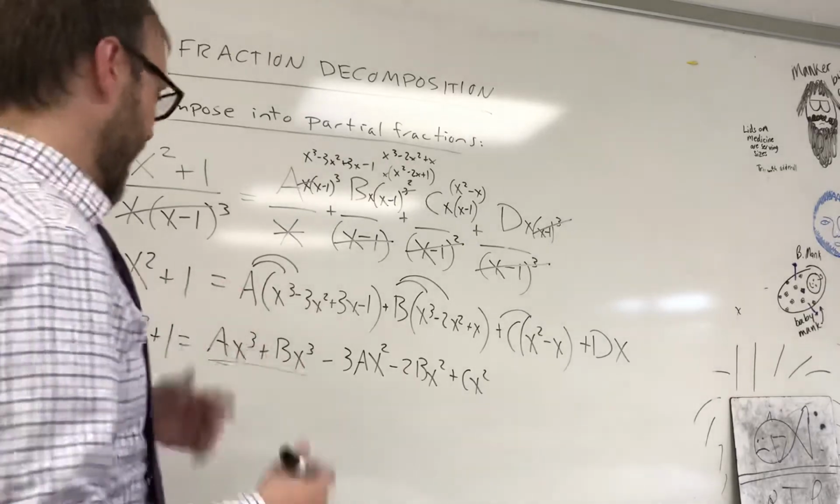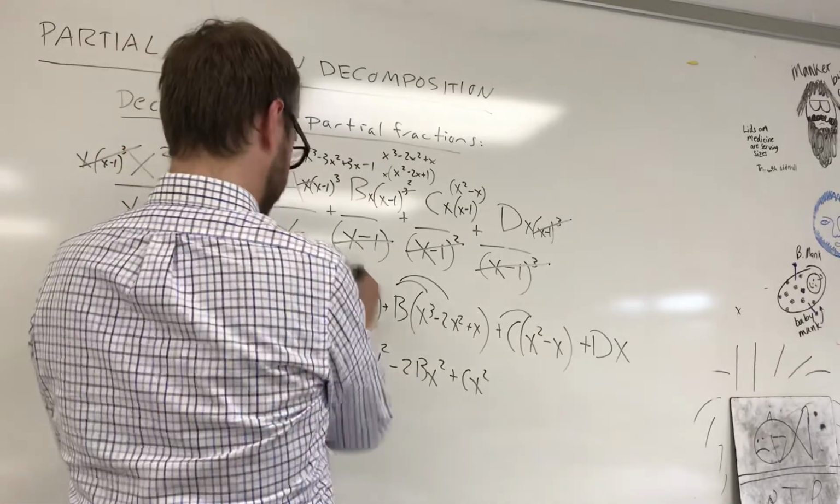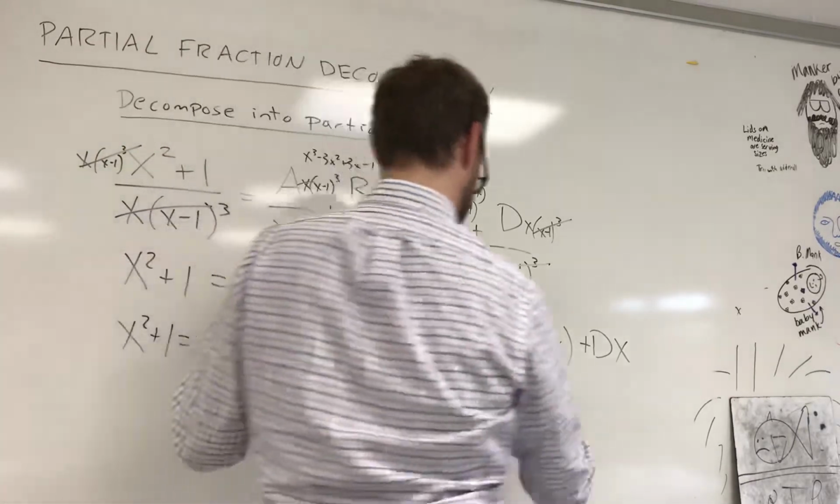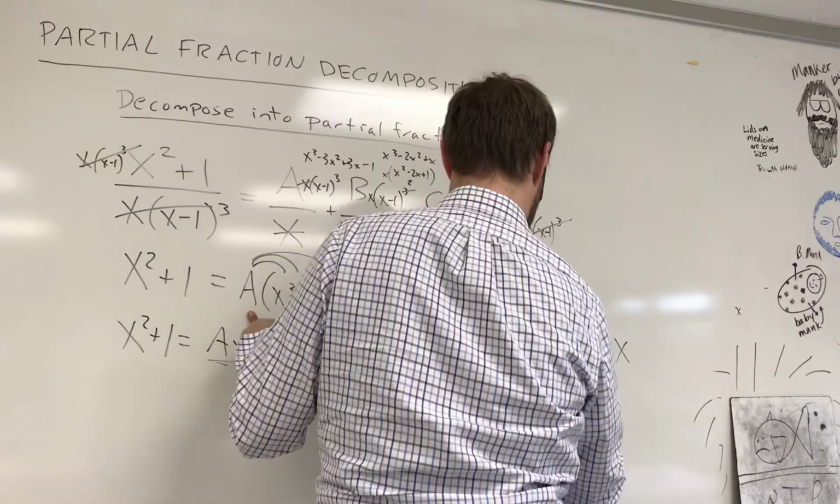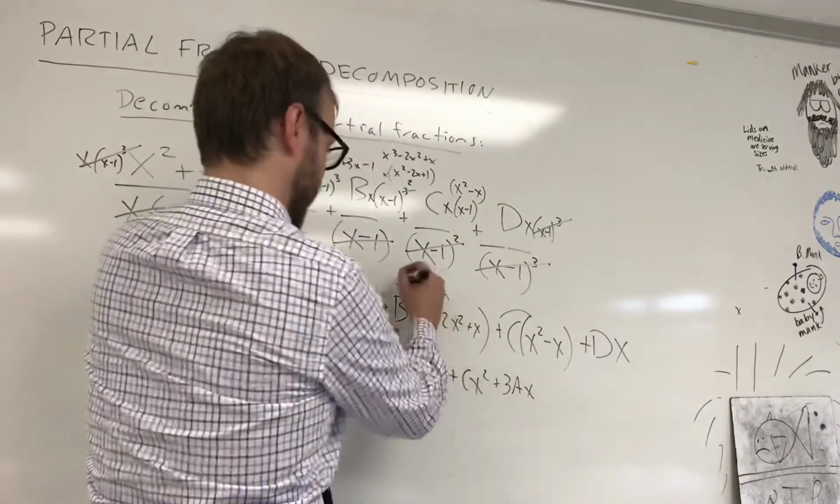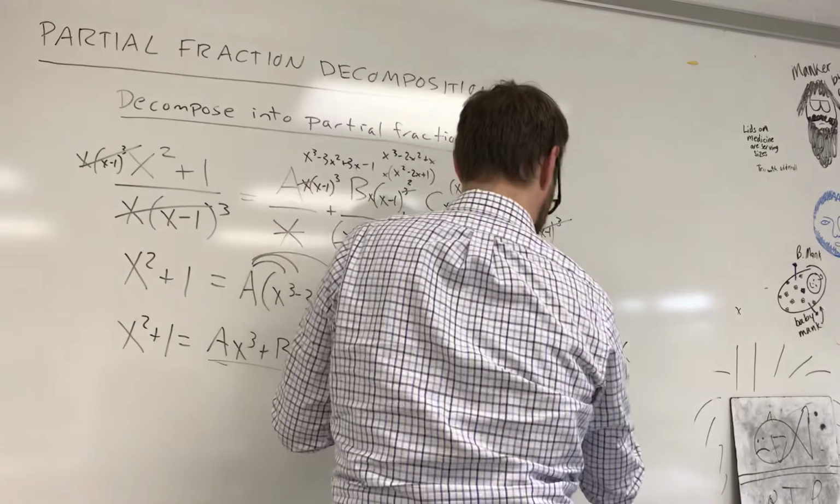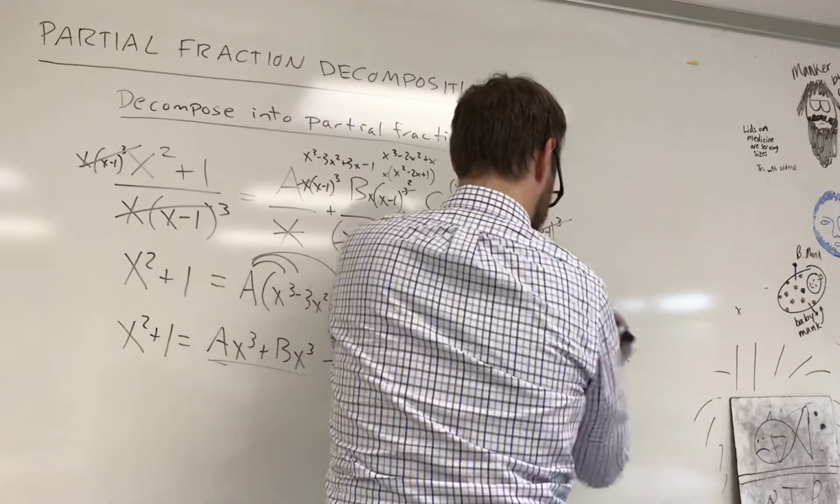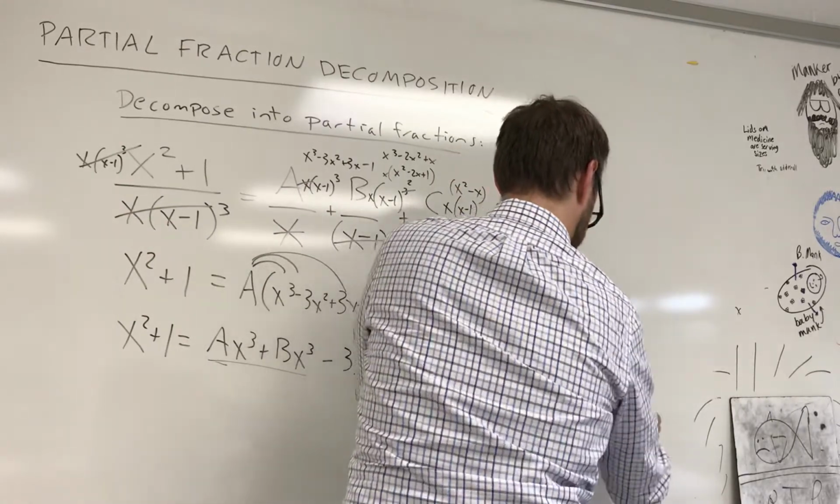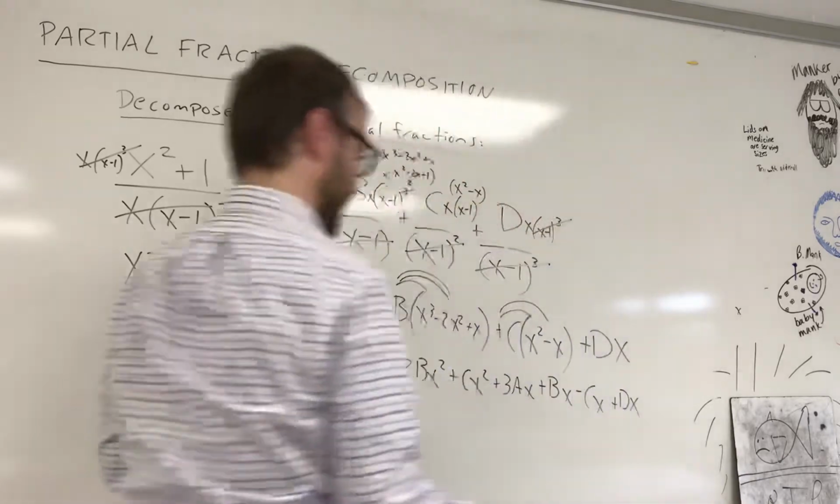Now I need my x terms. We're going to get a times 3x, so plus 3ax. We're going to get b times x. We're going to get minus c times x, and we're going to get plus dx, okay?